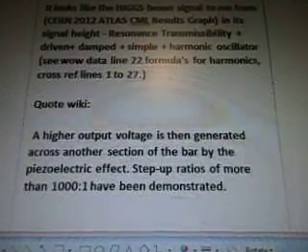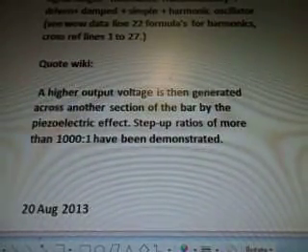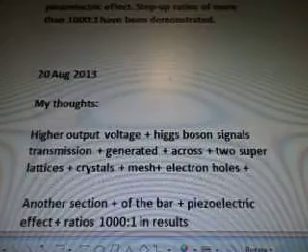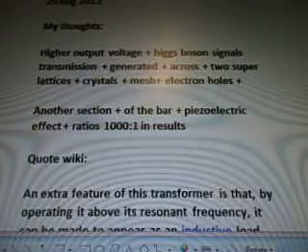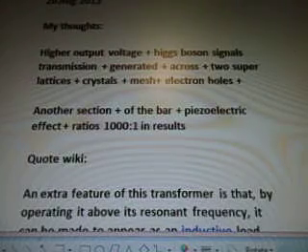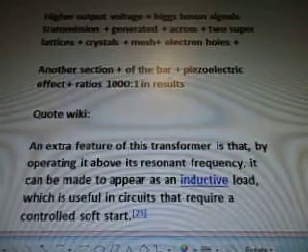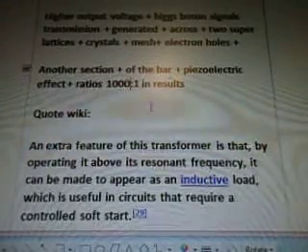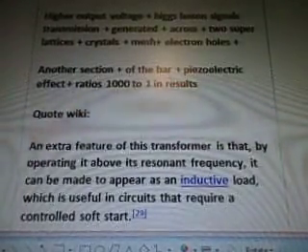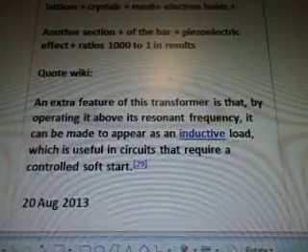Okay, so quote from Wiki: a higher output voltage is then generated across another section of the bar by the piezoelectric effect. Step-up ratios of more than 1,000 to 1 have been demonstrated. So August 20th, my thoughts. Higher output voltage, Higgs boson signals transmission generated across two superlattices, crystal smash electron holes, another section of the bar, piezoelectric effect ratios 1,000 to 1 in results. Okay, I'm going to have to change that little code there. 1,000 to 1, because if I copy that into YouTube, it doesn't like semicolons or colons.